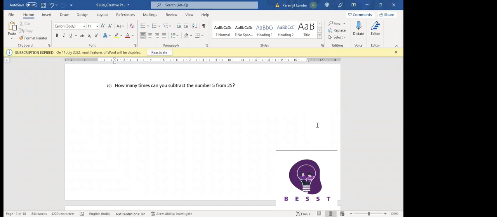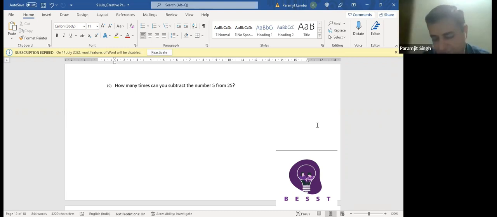Sir, because if we subtract 25 minus 5, it will be 20. If we subtract 20 minus 5, it will be 15. And if we subtract 15 minus 5, it will be 10. So it means we are subtracting 5 three times. Right. Your logic is correct. But the answer is that you can subtract the number 5 from 25 only once. After you subtract 5 from 25, 25 will no longer remain 25. It will become 20. So all those who gave 1 as the answer are correct.